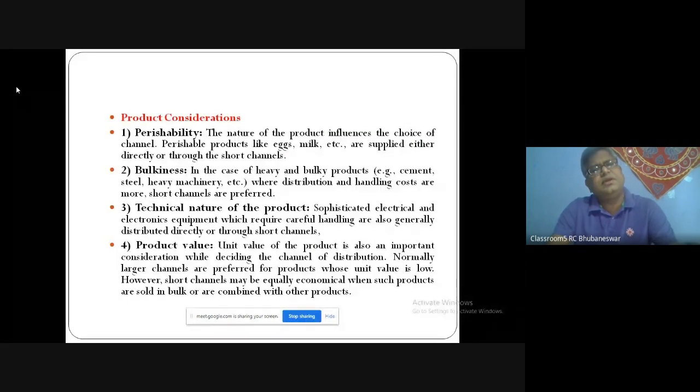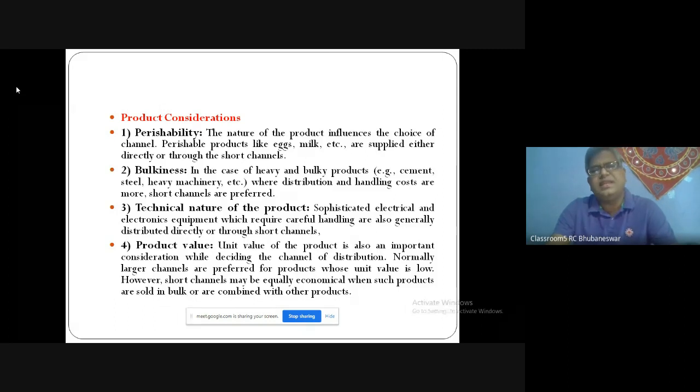For example, according to product consideration, look at eggs and milk. These are perishable products, and the choice of channel is different. Within a short period they can be supplied and directly reach the customer, and that consideration is different. Suppose it is late, then automatically the quality of the product will be hampered.